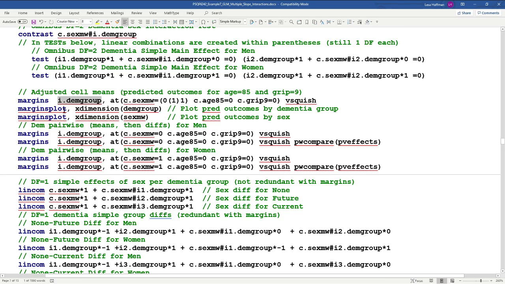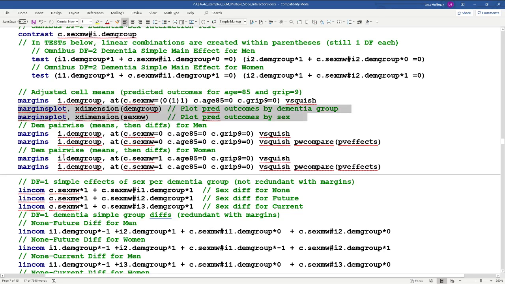So now I can say, hey, i.dem group, that means give me all the group means and condition on age and group at 0, but give it to me for a range of values for the gender covariate, treated as a quantitative variable. That's why I'm saying covariate. And if you want some plots, that's always helpful.